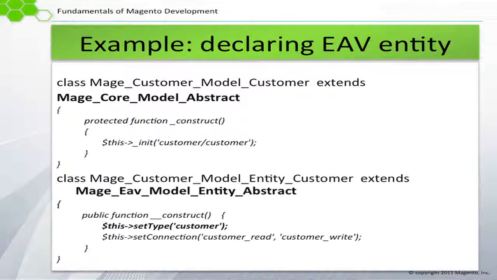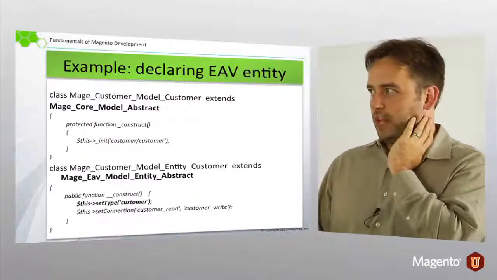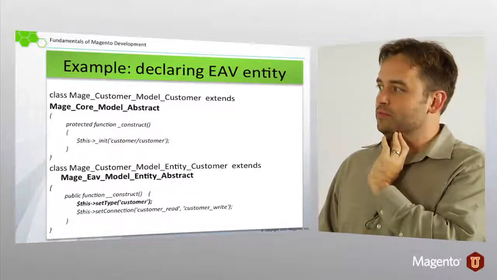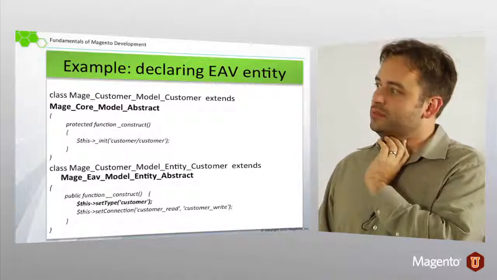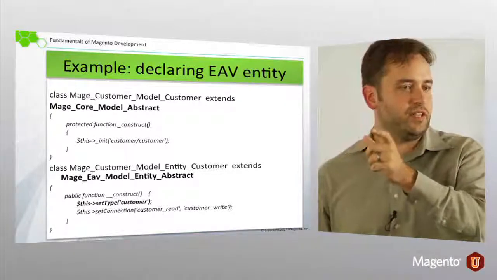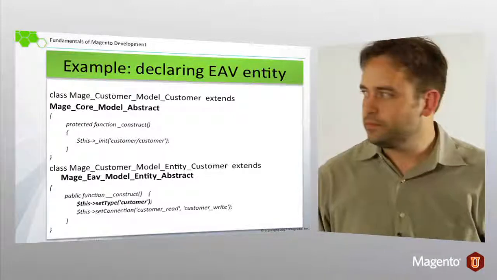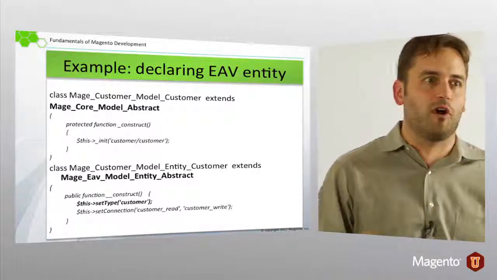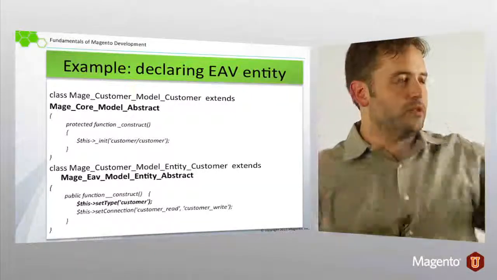Okay, so EAV entities, just like we were doing earlier with our flat, regular, plain old vanilla models. We have our entity model extending core model abstract, and again, we call init and specify our resource model. Now, inside our resource model, we have to set up our entity type. This will connect with the type that's defined in the EAV entity type table. This is just an additional step that's necessary for that meta connection between entities and attributes.